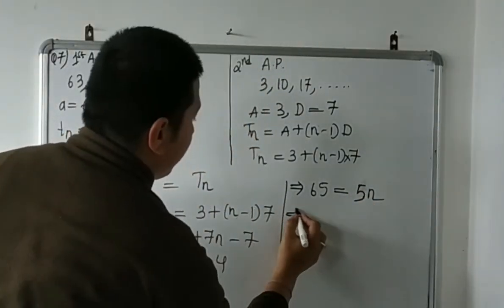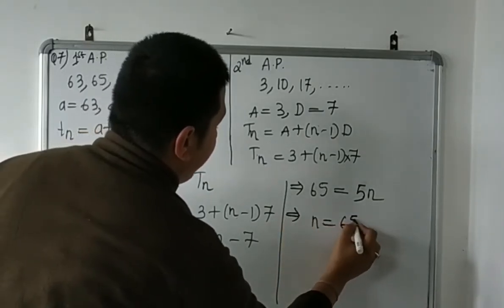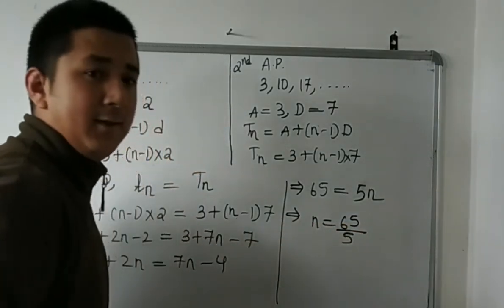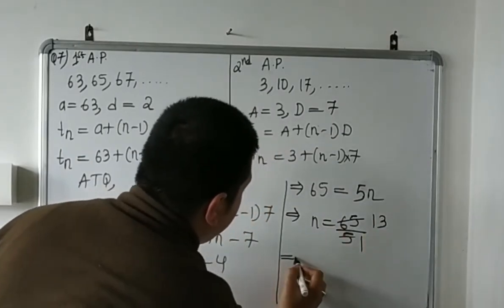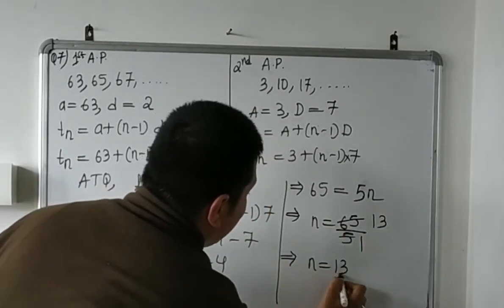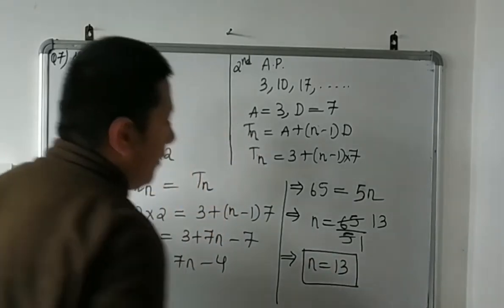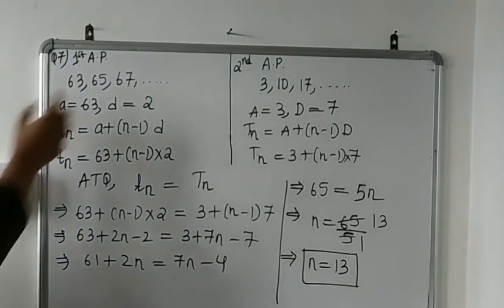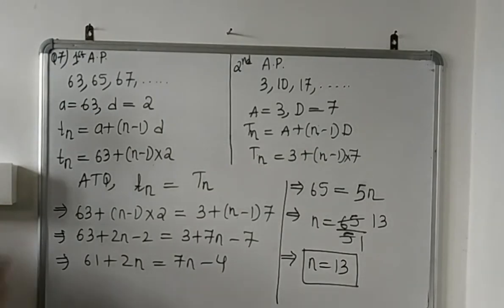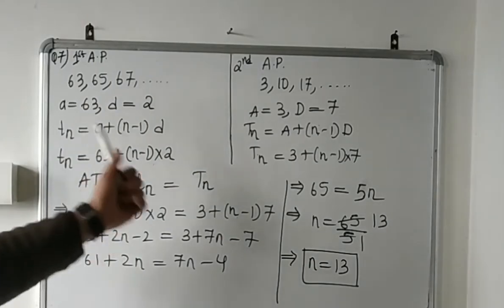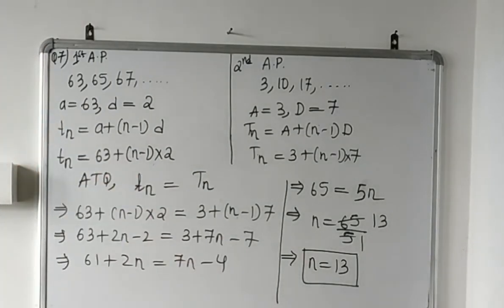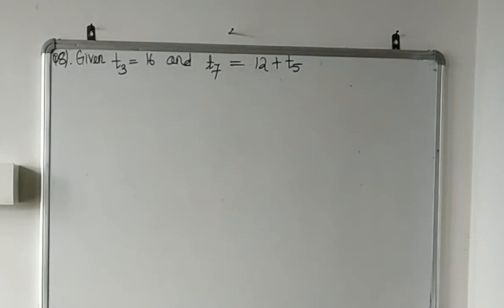So what is the value of n? 65 by 5. So 5 1s are 5, 5 3s are 15, so n is equal to 13. When n equals 13, this sequence must contain 13 terms, and this sequence must also contain 13 terms. Then in that case, the nth terms will be equal. So n equals 13 is the answer. Pause the video and note it down.